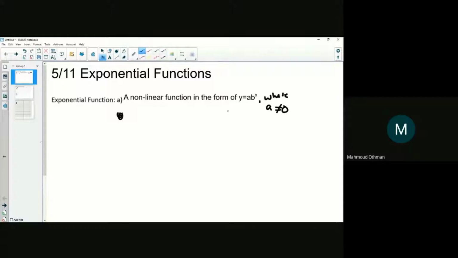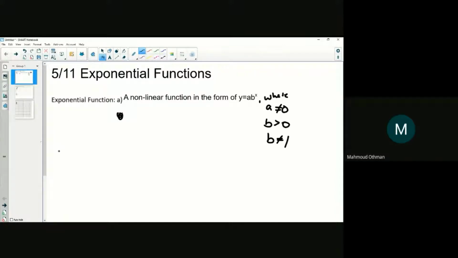B is greater than 0, and b doesn't equal 1. Because if you have b equals 1, it's going to be a boring function. It's going to be a linear function. So this is what an exponential function is.